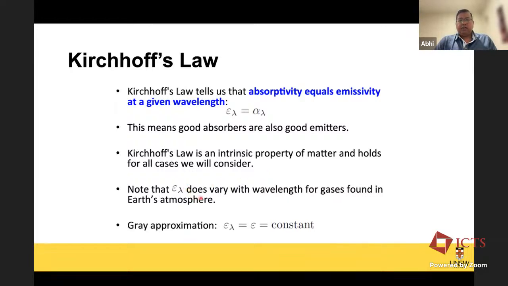We do know that the emissivity does not vary with wavelength for gases found in the Earth's atmosphere, and that is where we start using the gray approximation, where we say that the emissivity for different wavelengths just remains constant.